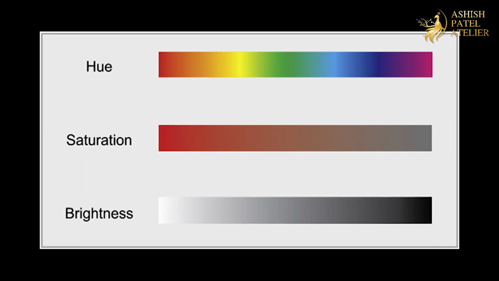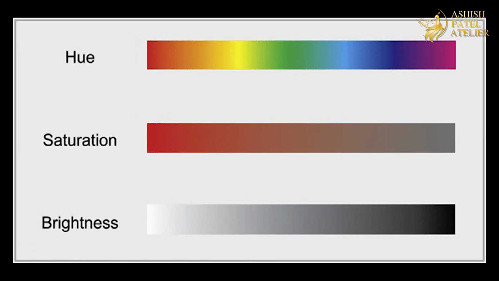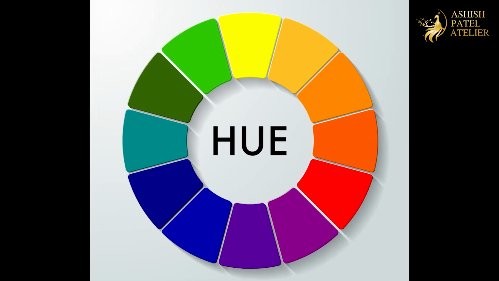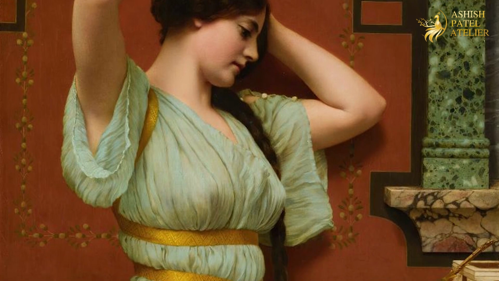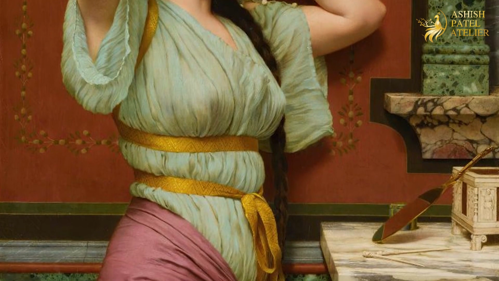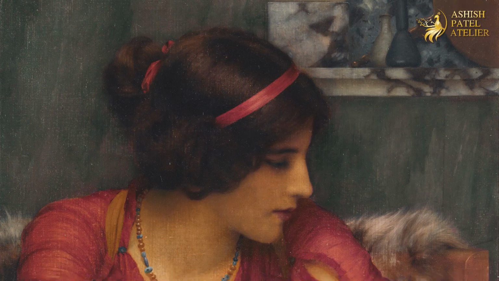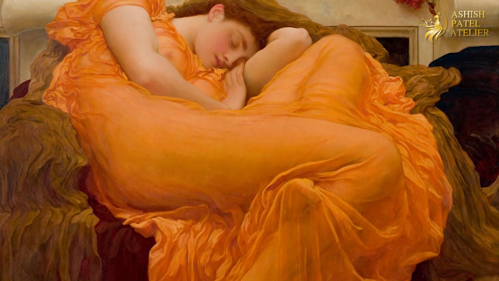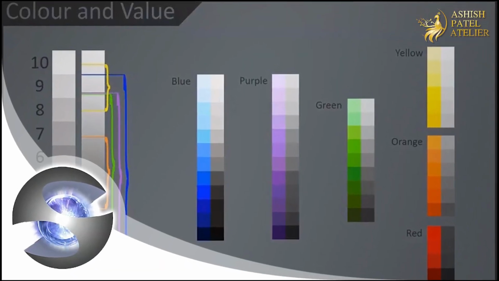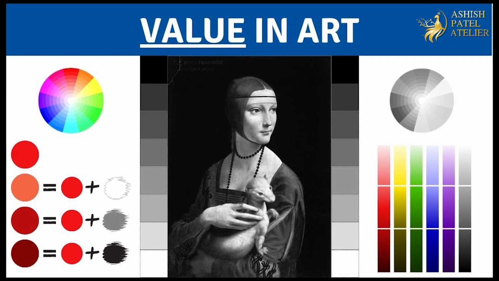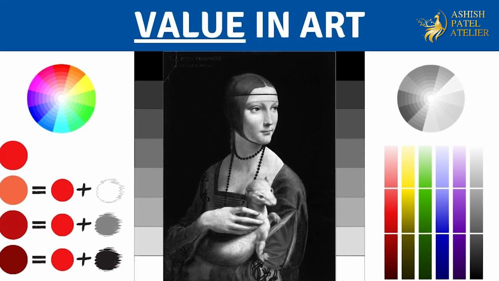He gave three attributes to color, such as hue, which refers to color itself, which is distinct from any other color and represents the name we assign to that color, such as red, orange, magenta, blue, purple. The next attribute was value. Value is the darkness or lightness of a hue.